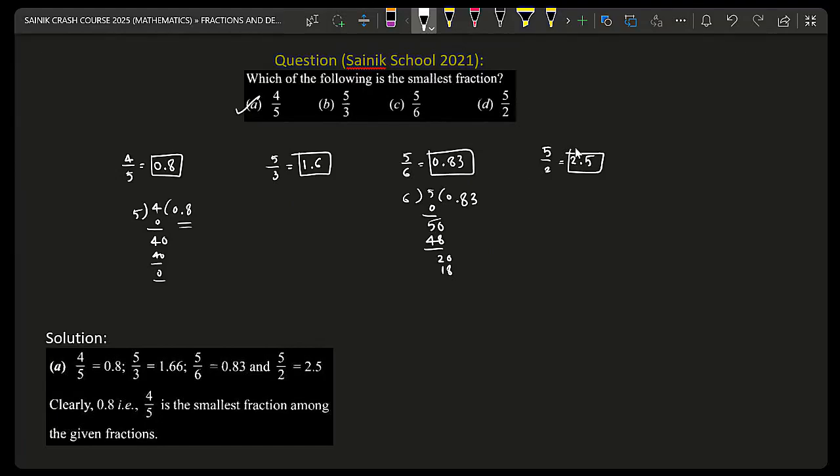Which is the smallest decimal here? 0.8. 0.8 came from what? 4 by 5 only? Yes, Nikhil? Yes, sir. That's why option A. I hope you understood now. Yes, sir.